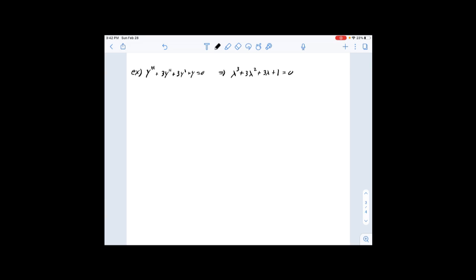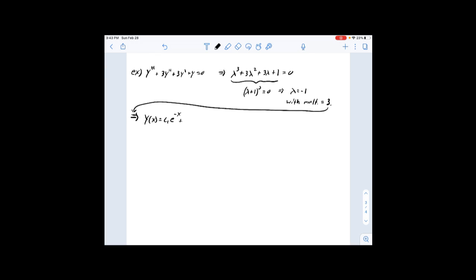Okay, so what does this solve to? Well, again, I chose this specifically for this. This is actually equal to lambda plus 1 cubed equals 0, which then goes to lambda equals -1 with multiplicity equal to 3 this time. Okay, so using that, I have y of x is equal to c1 e to the -x plus c2 x e to the -x plus c3 x squared e to the -x. So this can also be written as c1 plus c2 x plus c3 x squared, times e to the -x.